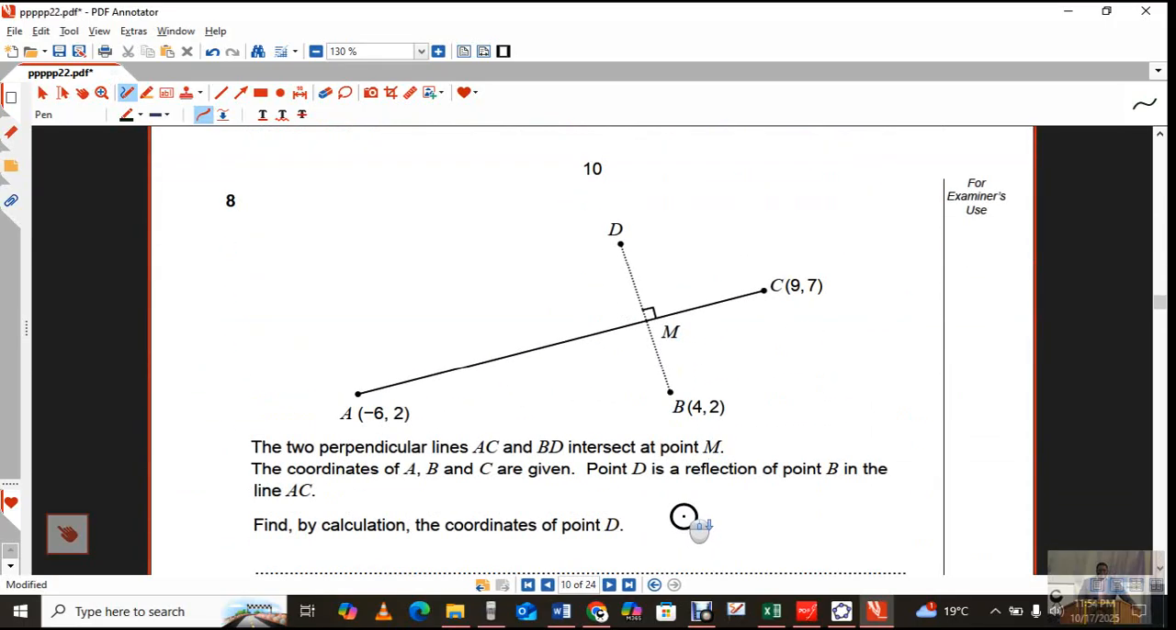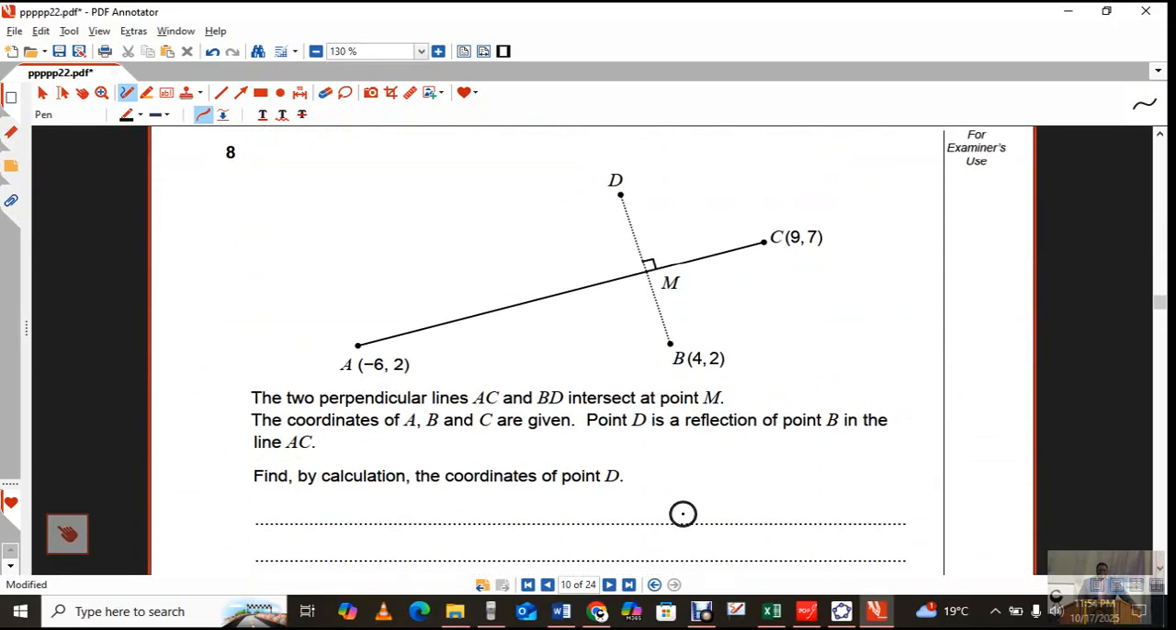Okay, let's go to question 8. Question 8 is very interesting. It deals with coordinate geometry or Euclidean geometry, depends on how you want to call it. They say two perpendicular lines, AC and B, they intersect at M.